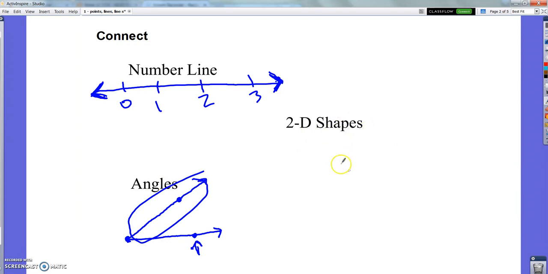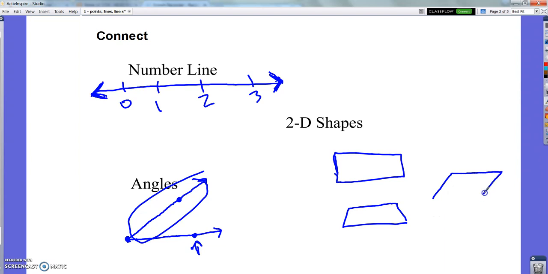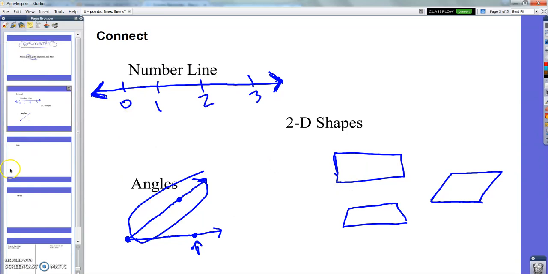And also 2D shapes. You've learned in past grades about things like rectangles, probably trapezoids, maybe parallelograms, I'm not sure which. But anyway, any kind of two-dimensional shape, I'm going to be bringing some things up about those as well today. So I just want to remind you of some things you already know.